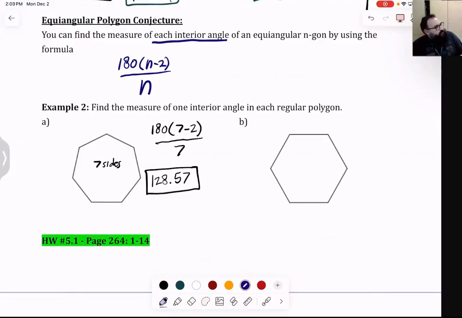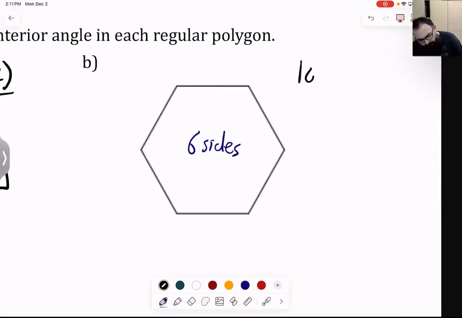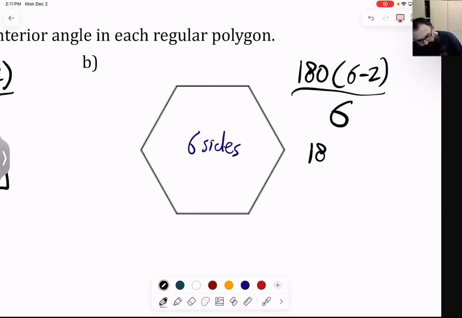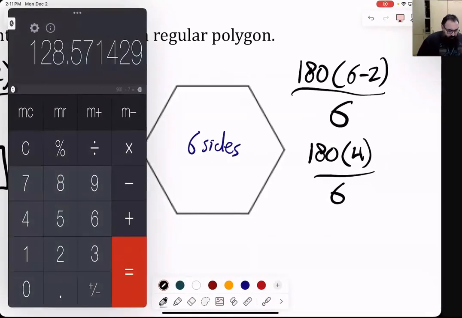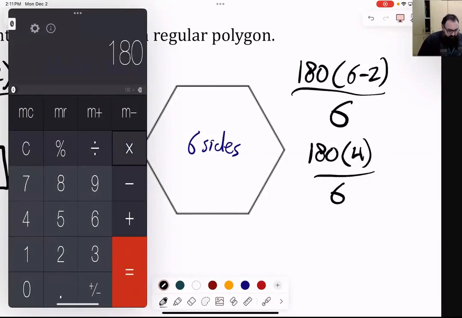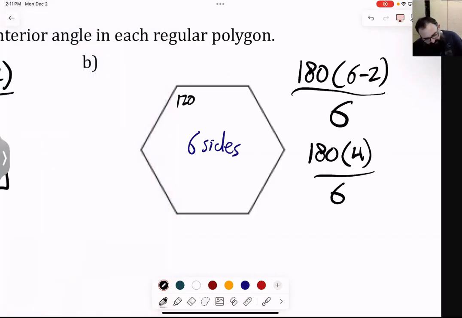And let's try this last one. How many sides do we have here? 6. Okay, take like a minute or so. Try that out. Let's see how you do. So we got 6 sides, so we're going to do 180 times 6 minus 2 over 6, which is 180 times 4 over 6. And what do you get? 120? Let's see. 120. Yep. That's it.